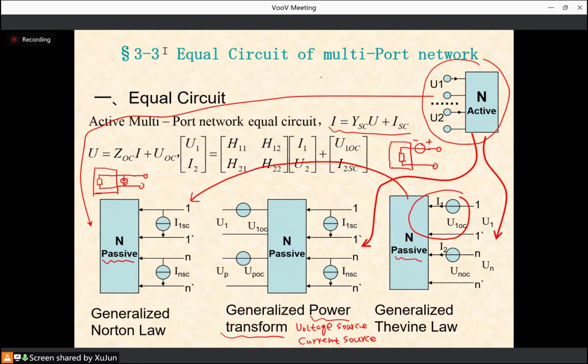So this is a general circuit of the multi-port active network. For the active network, we can make it equivalent to the passive network with a serial or parallel independent source outside. What does equivalent mean? Equivalent means the active network equals the passive network plus a source outside.